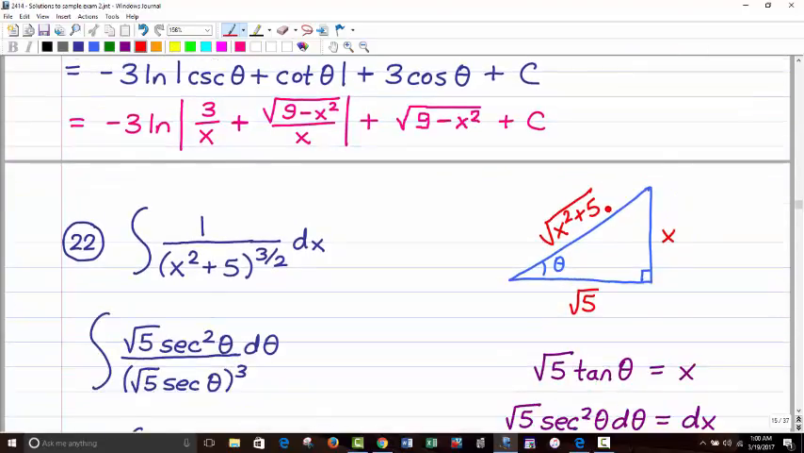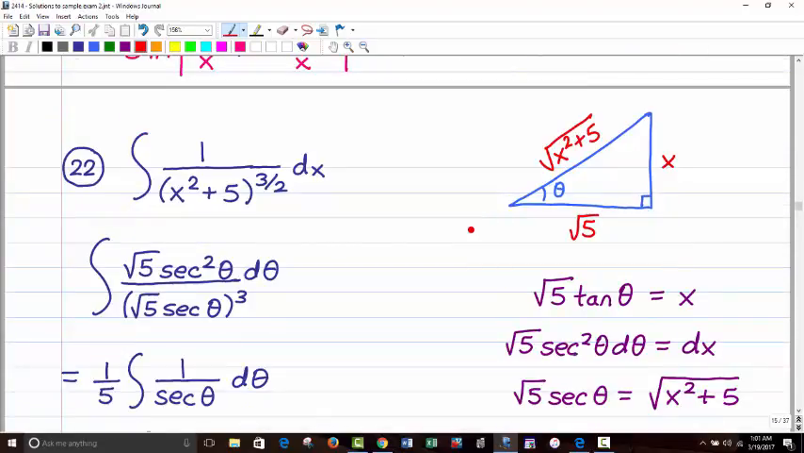All right. So number 22, we have a 3/2 power. And sometimes I'll see students mess this up because they'll actually try to put 3/2 on the triangle, but that's absolutely not correct.